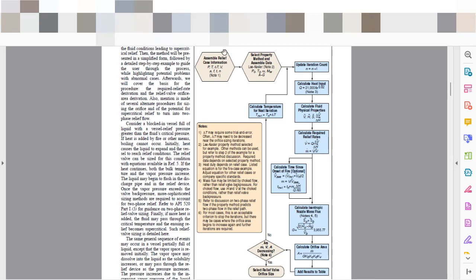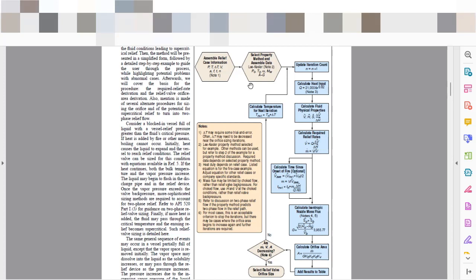So to do that, first we need to assemble relief case information. So we need to have the basis conditions for our evaluation. We need to select the proper method and assemble data, and it is at this point that the calculations proposed by Ryan are very tough for us, because he uses equations of state and tables from handbooks to do the calculations of the fluid, and that for sure takes a lot of time.